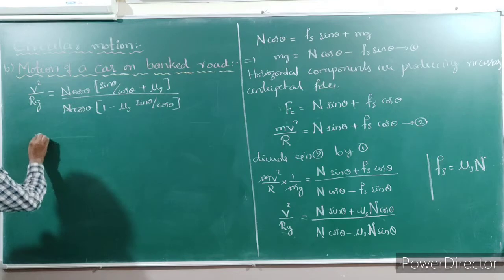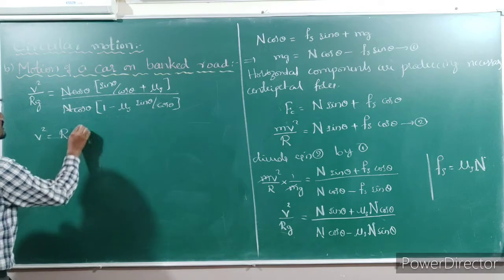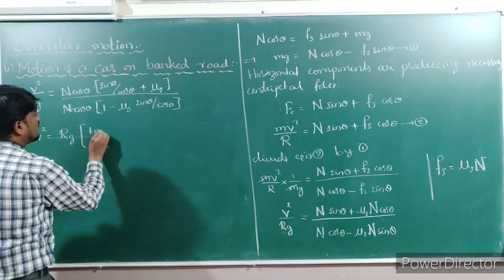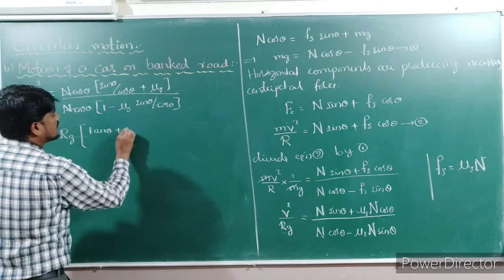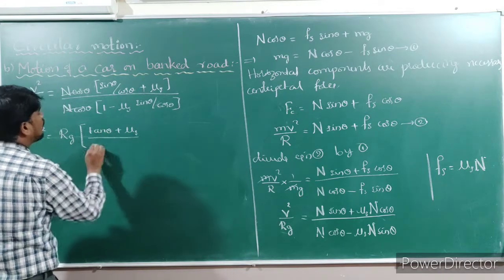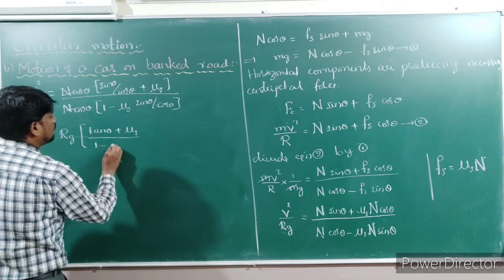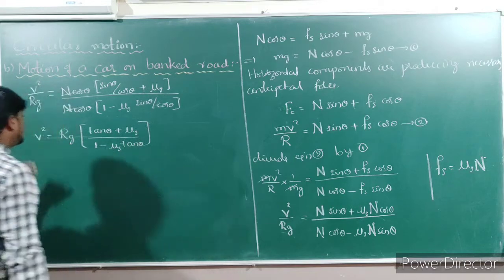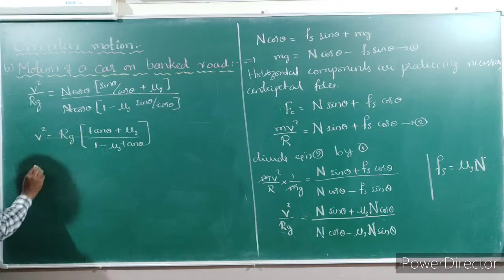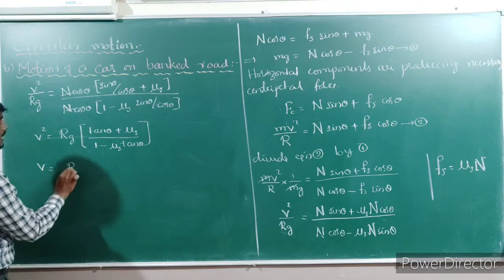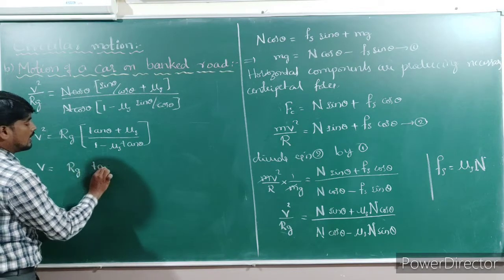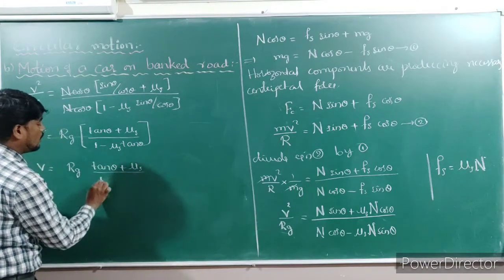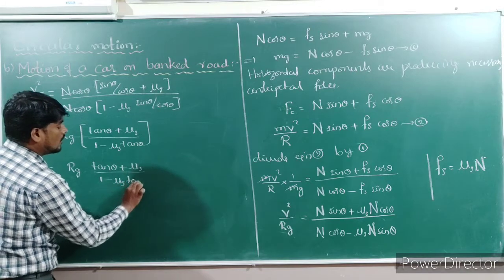Take this rg to this side. This becomes v square equal to rg into (sin theta by cos theta, that is tan theta, plus μs) divided by (1 minus μs into sin theta by cos theta, again tan theta). Then if I take the square root on both sides, it becomes v equal to [rg into (tan theta plus μs) divided by (1 minus μs into tan theta)] to the power 1 by 2.